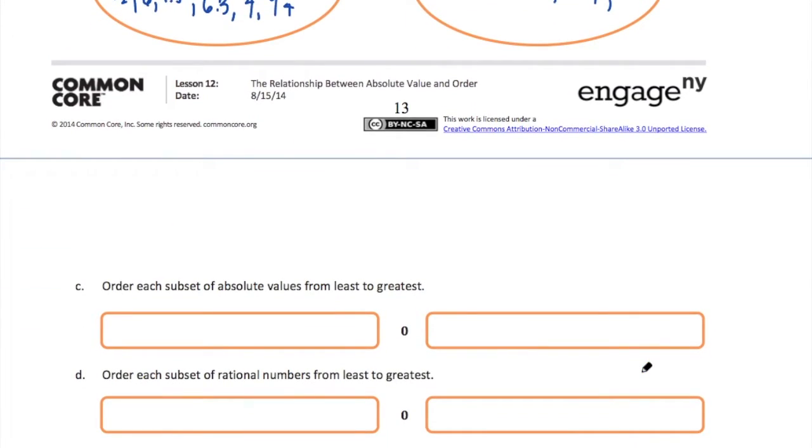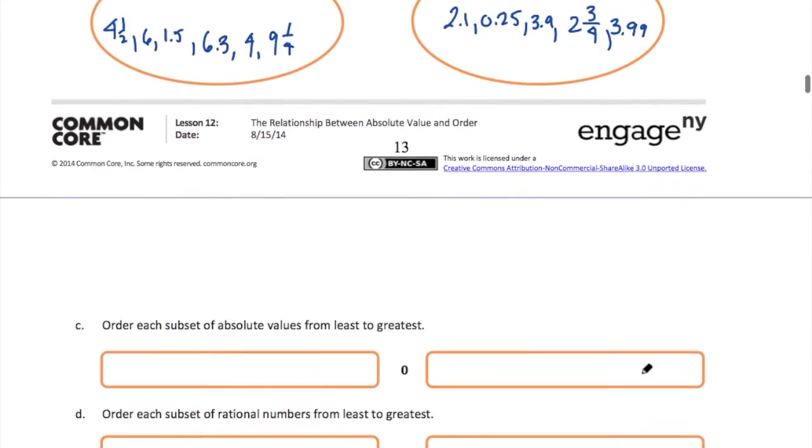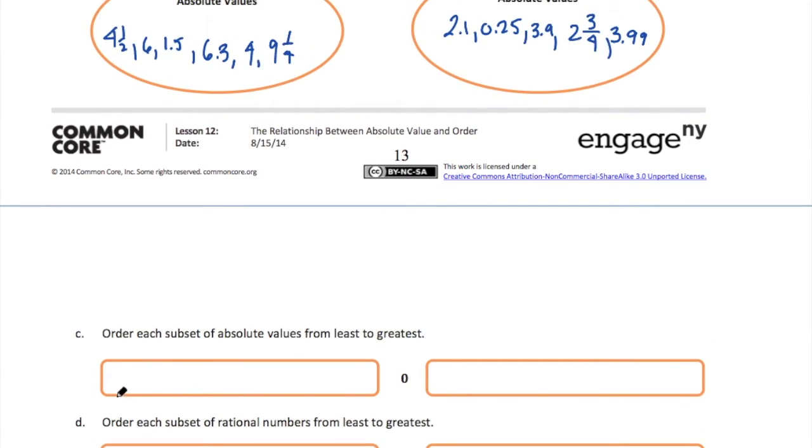So now what we're asked to do in the next part, part C, is to put those numbers that we just took the absolute values of in order. So we're ordering the absolute values. So 1.5, 4, 4.5, 6, 6.3, and 9.25. And for the positive numbers, 0.25, 2.1, 2 3/4, 3.9, and then 3.99.